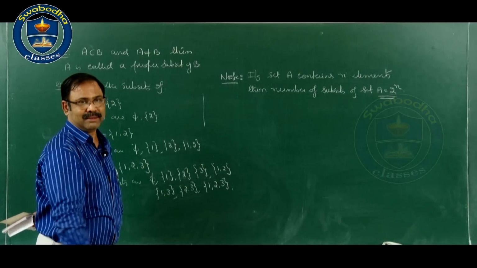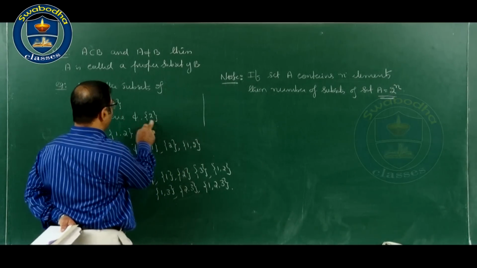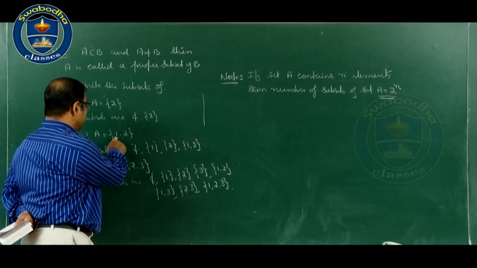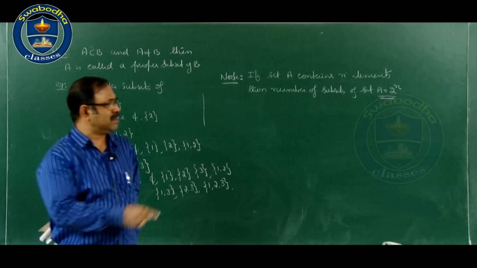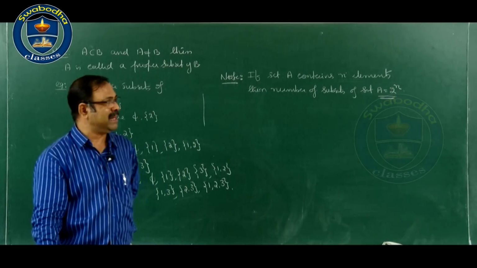2 power 1. So that is 2. Yes? 1 and 2. The set contains 2 elements. How many sets are there? How many subsets are there?